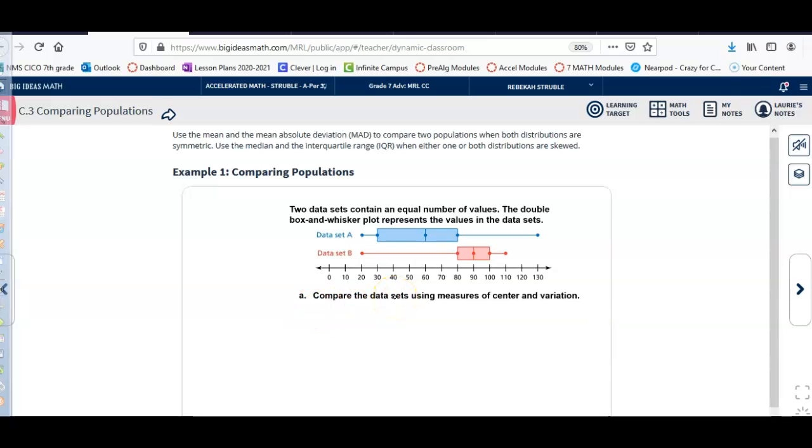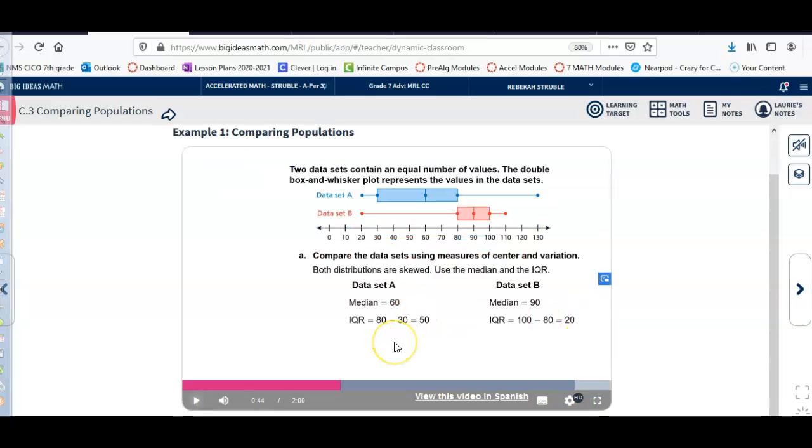The median on a box plot is super easy, right here. So we have 60 versus 90. Okay, and then our interquartile range, because they're skewed, would be 80 minus 30, so 50 here, and then only 20 here. There's our medians, there's our interquartile ranges. And now we're going to compare them from one population to the next.